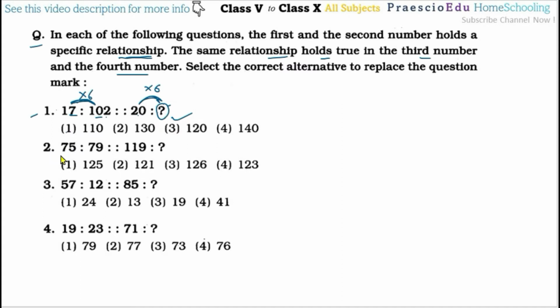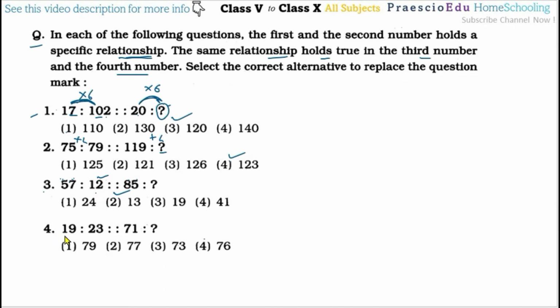Now question number 2: 75, then 79, then 119, and then question mark. So 75 plus 4 is 79, means plus 4. Likewise, we have to add 4 to 119, so that is 123, means option number 4 is the correct one. Now question number 3: 57 and 12. Here we have to consider only the digits, not the place value. So 5 plus 7 is 12. Likewise 8 plus 5 is 13, and 13 is given in option number 2.